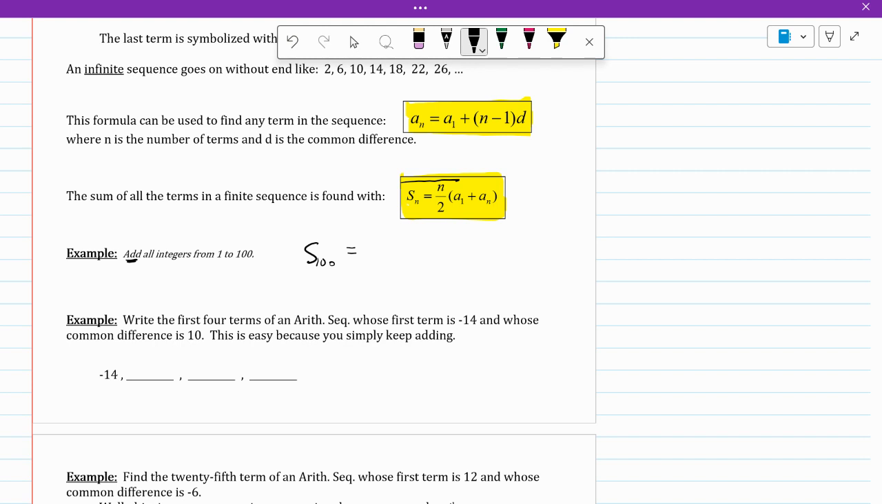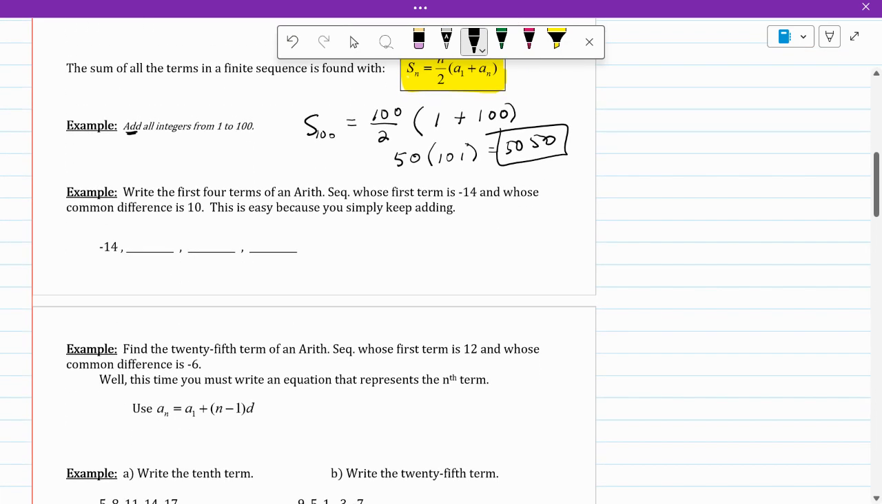The sum of the first 100 integers is, let's see, how many numbers are there? That's n, 100 divided by 2. And then the first term is 1, and the last term is 100. So this is the formula we use to find the sum of an arithmetic sequence. The first integers, 1, 2, 3, 4. There's a common difference there of 1, isn't there? So it would be 50 times 101. 50 times 101 is 5,050. That's the sum.